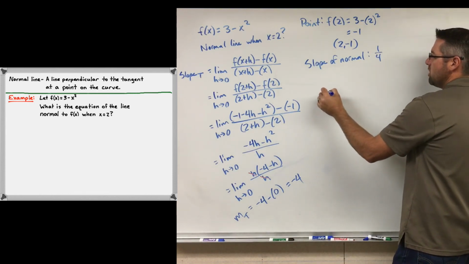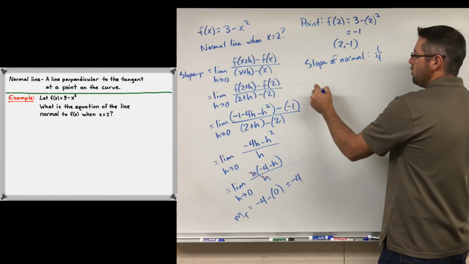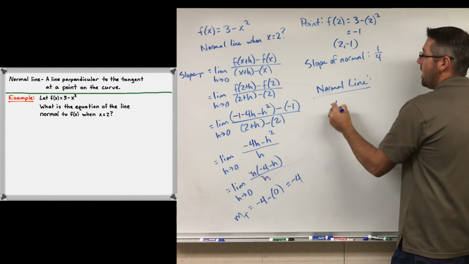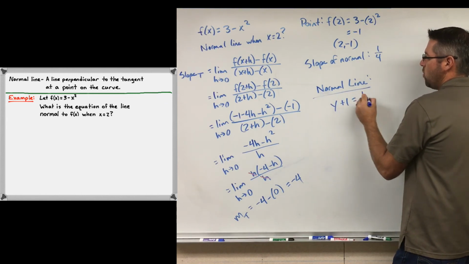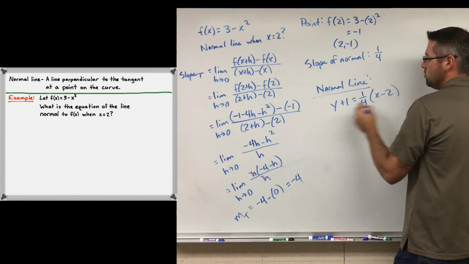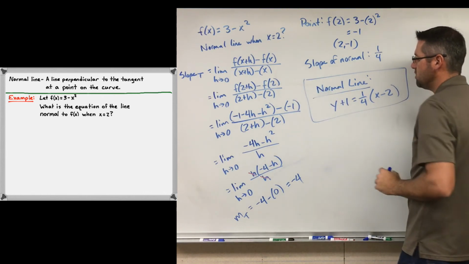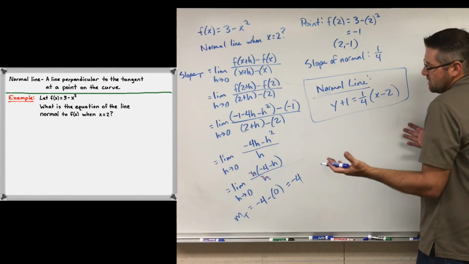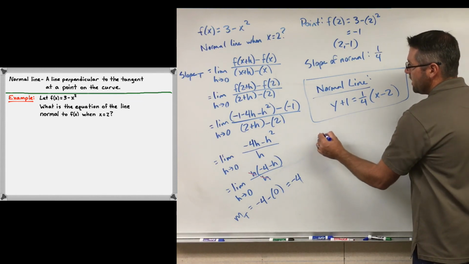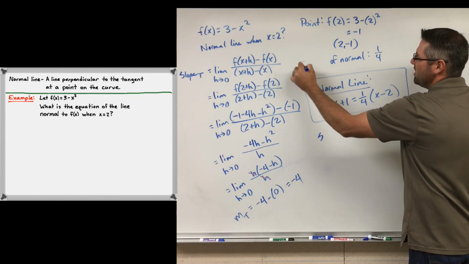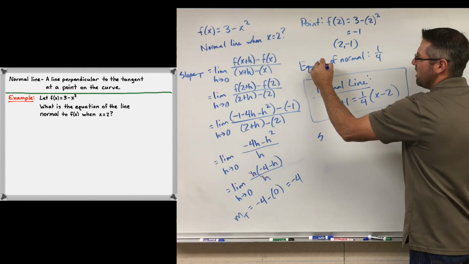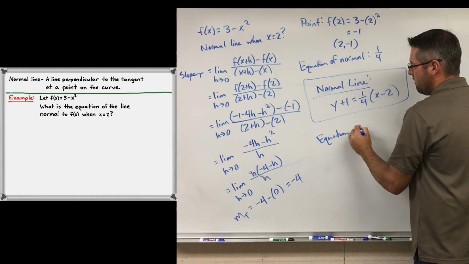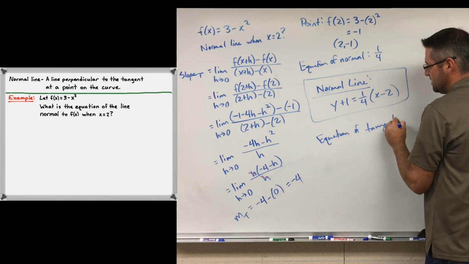Okay, so now we have everything we need. And we can write our equation of the normal line. We would say normal line is y plus 1 equals 1/4 times (x minus 2). And that is my answer for the equation of the normal line at x equals 2. Okay? Now I can add to this without doing any more work. What is, not the slope of the normal line, the equation of the normal line. Okay? What is the equation of the tangent line?